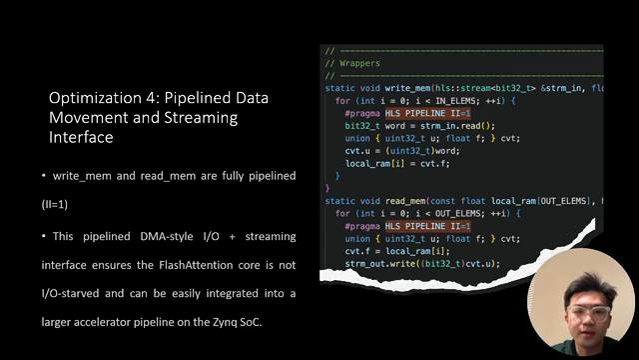The last optimization is how we pipeline data movement and also the streaming interface. On the I/O side, we apply pipelining to the memory movement functions and use a lightweight streaming interface at the top level. Both the write mem and read mem are fully pipelined with II equal to 1, so the design can ingest and emit one word per clock cycle and keep the external stream fully utilized. This combination of pipelined DMA-style memory access and streaming interface will ensure that the FlashAttention compute core is not starved by I/O and can be cleanly integrated with a larger accelerated pipeline on the Zboard.